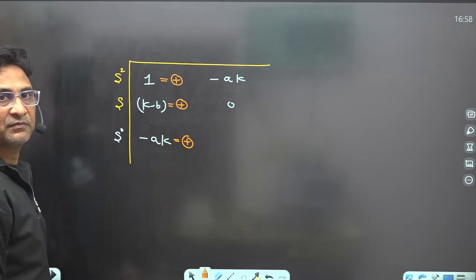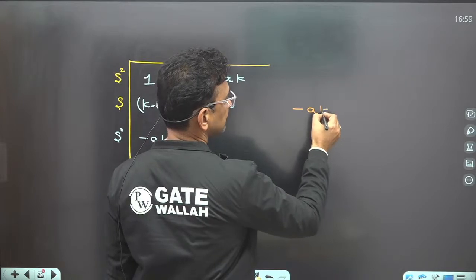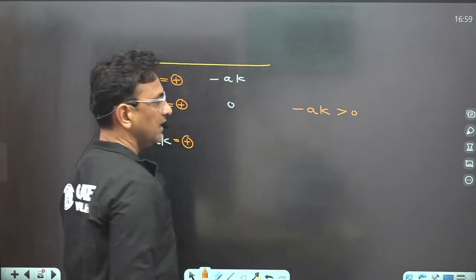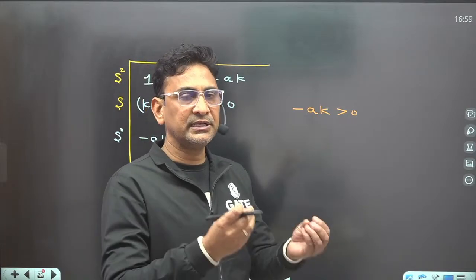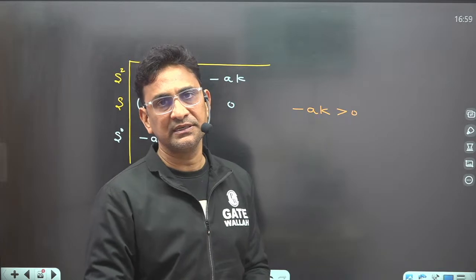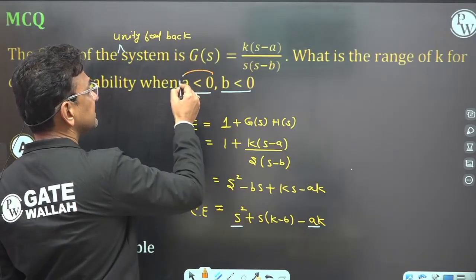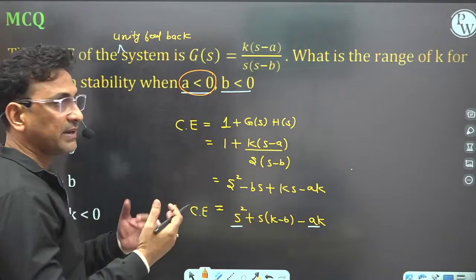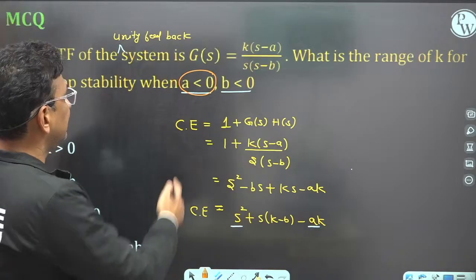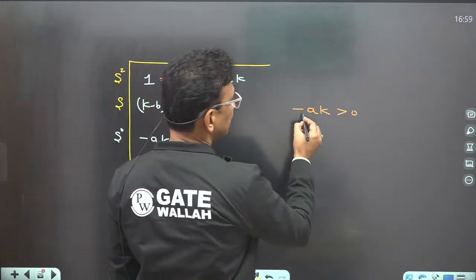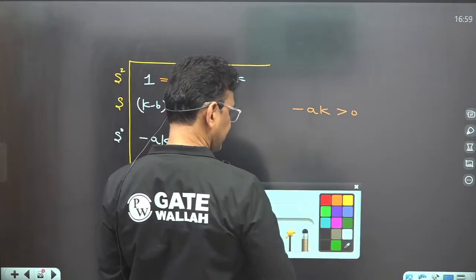Simple. For a system to be stable, that means minus ak should be positive. Positive means its value should be greater than 0. Any number whose value is greater than 0 is a positive number, or any number whose value is less than 0 is a negative number. But a is a negative number because a is less than 0. It may be minus 1, minus 2, minus 10, minus 20, anything. So if a is negative number, that means minus a will be positive number.